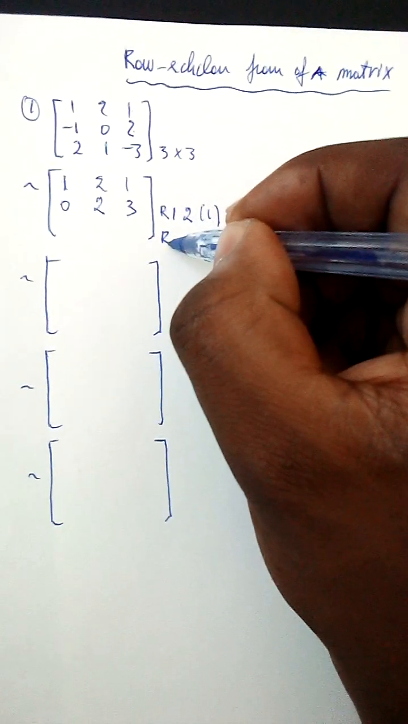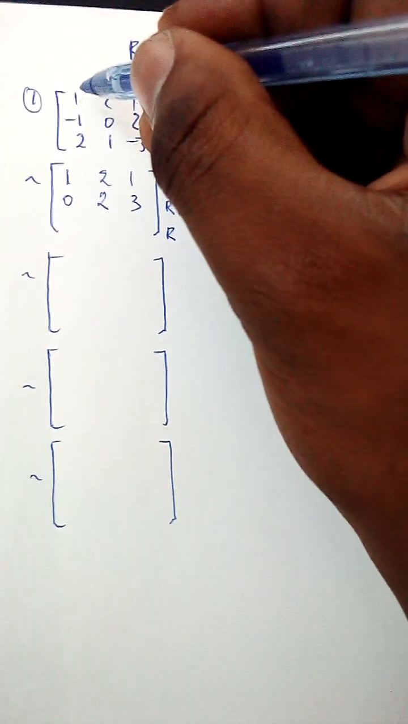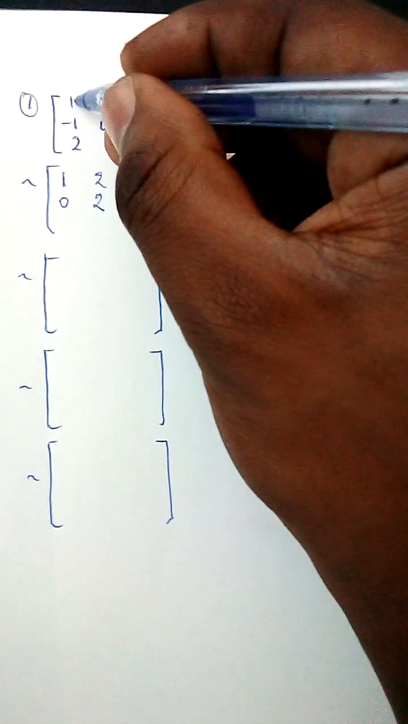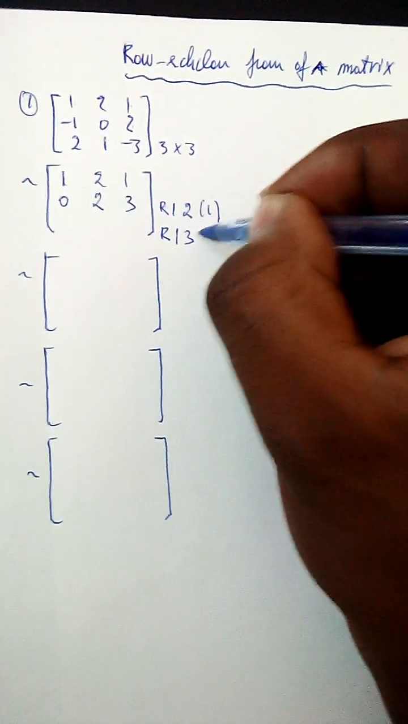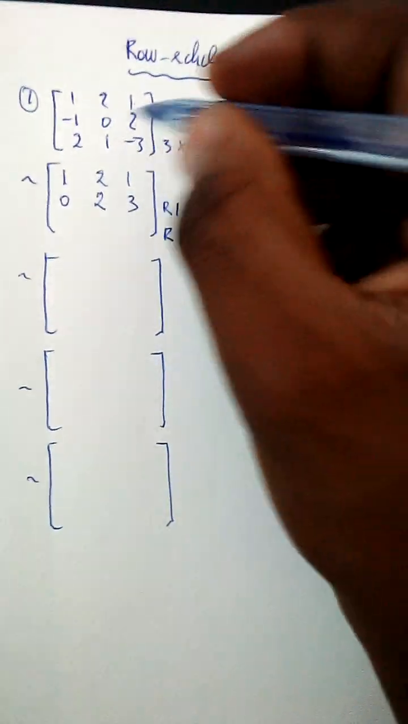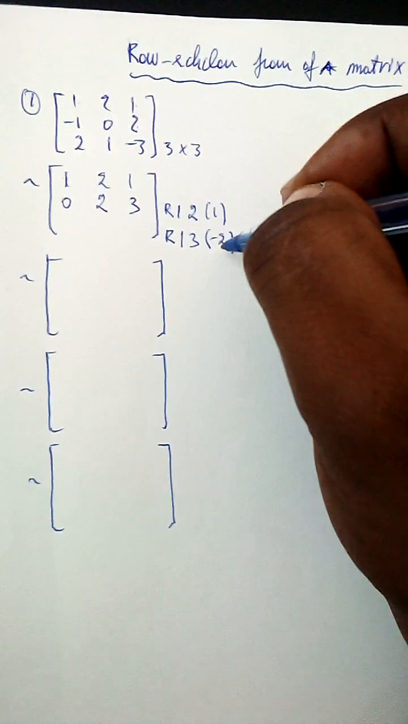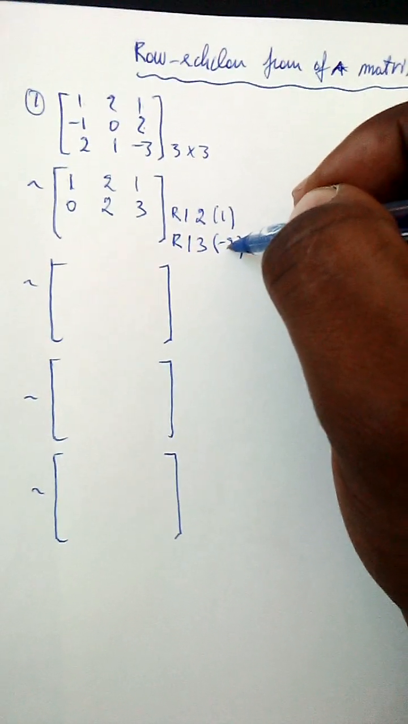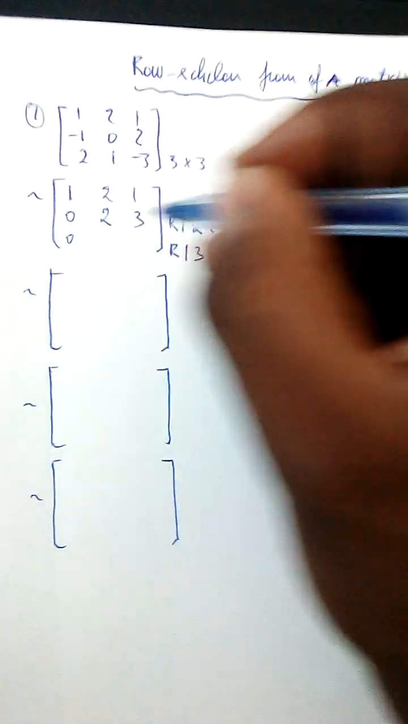We are going to the third row. We are using the first row. First row is this one, and for the third row we are using minus 2 in order to put 0 here. We do the same thing with small calculations. Minus 1 times 1 plus 2 gets 0.